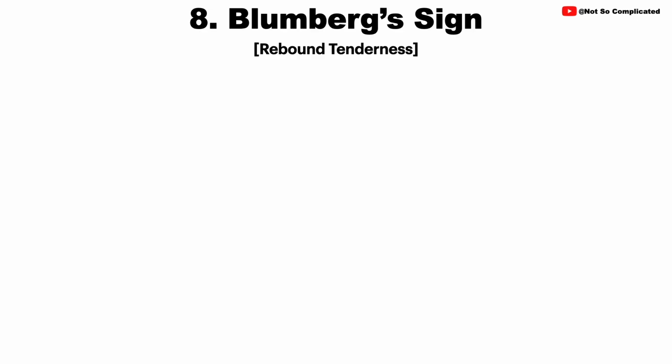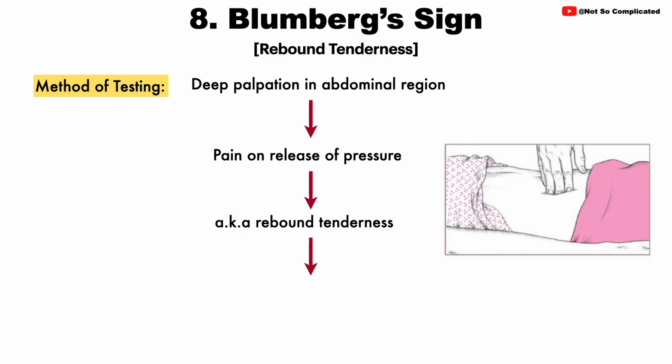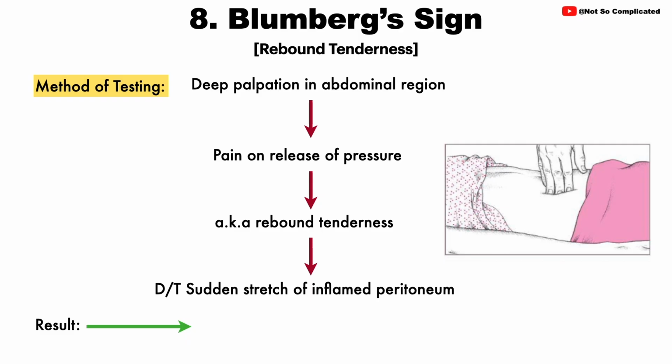The eighth sign we have is Blumberg sign. It is rebound tenderness; another name for rebound tenderness is Blumberg sign. The method of testing is deep palpation in the abdominal region, just like this. The patient will show no symptoms on deep palpation, but if you release the pressure, there will be pain. That is what rebound tenderness or Blumberg sign is. This is due to sudden stretch of the inflamed peritoneum. The result will be positive, seen in peritonitis cases and also sometimes in appendicitis cases.